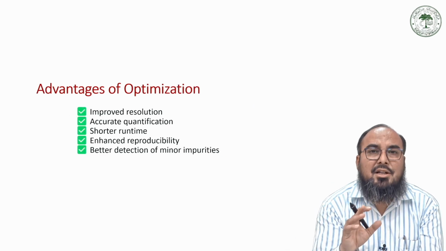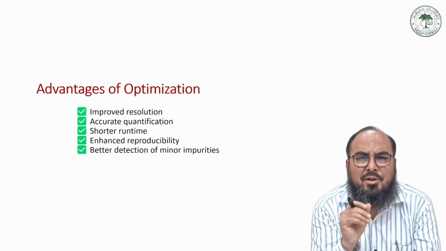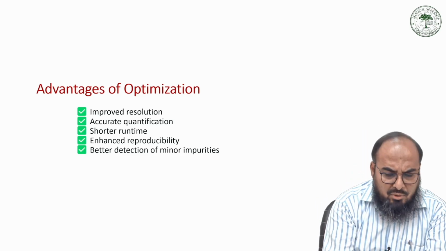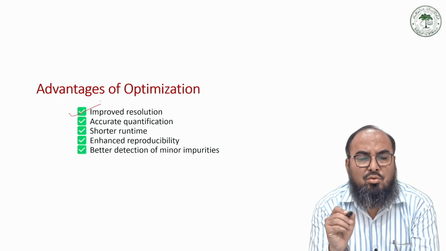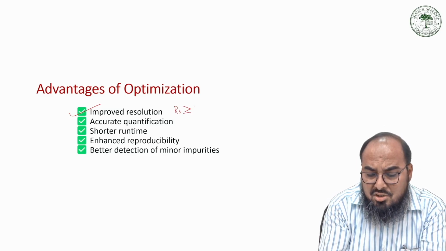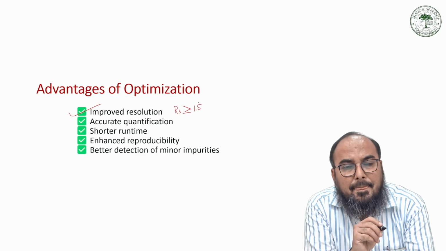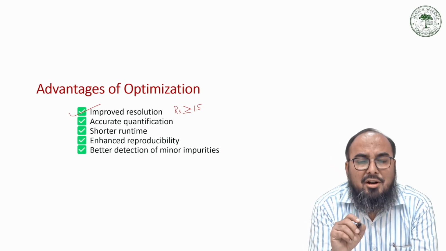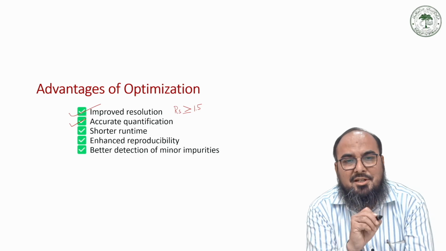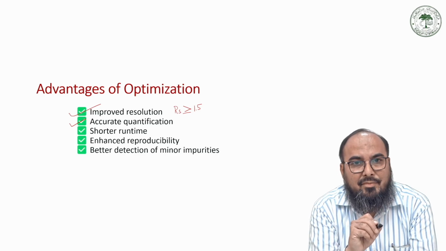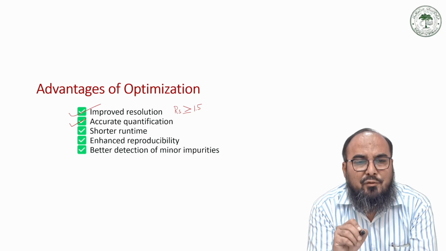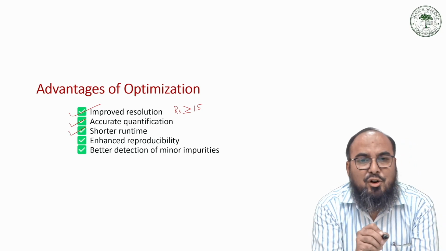So what are the advantages of optimization? Why are we so concerned with optimization? Number one, an optimized column always has improved resolution, that is, a resolution greater than or at least equal to 1.5. And once your resolution is improved, you can accurately quantify the different components present in the mixture. And if your column is optimized, then of course you can always look for shorter times.